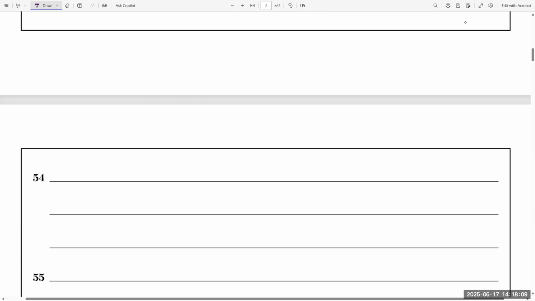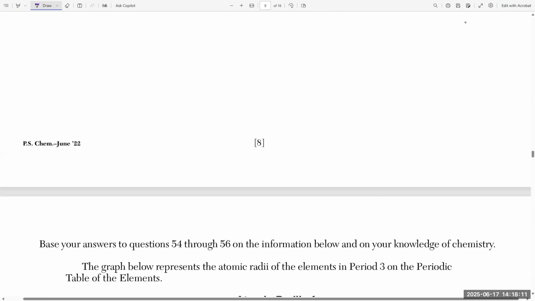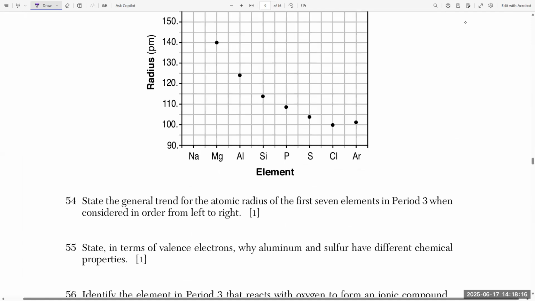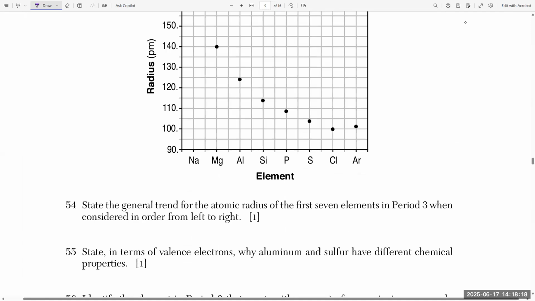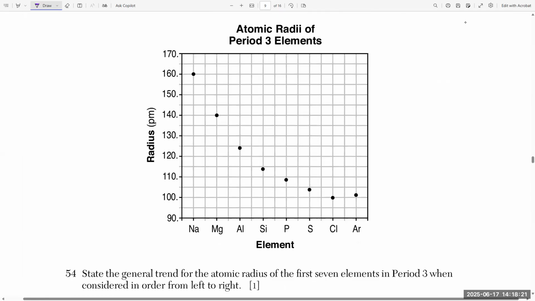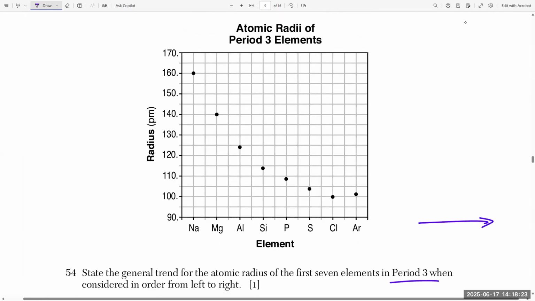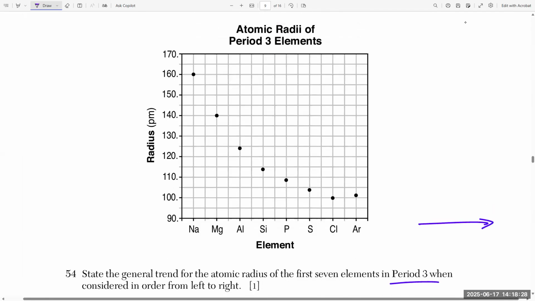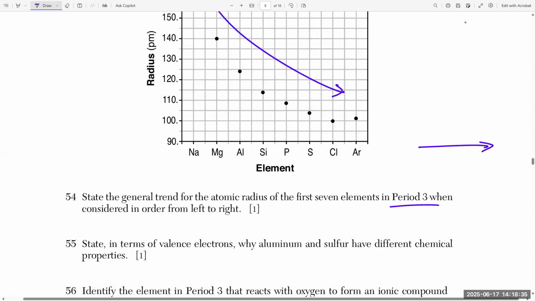All right, let's go to 54. State the general trend in the atomic radius of the first 7 elements of period 3 when considered in order from left to right. We're looking at period 3, which means we're going across, and looking at the radius. You don't have to know anything here. They're just asking if you see the trend. Let's verify that it is sodium to argon, going left to right. So the trend is getting smaller.